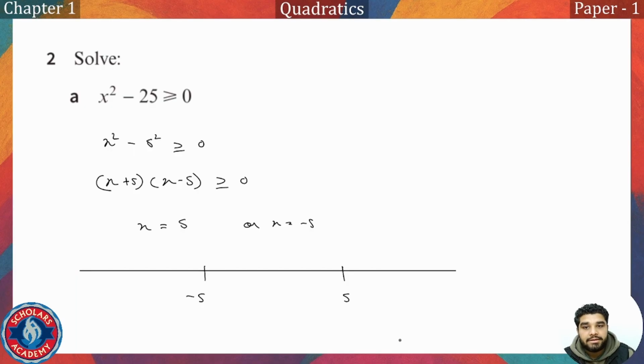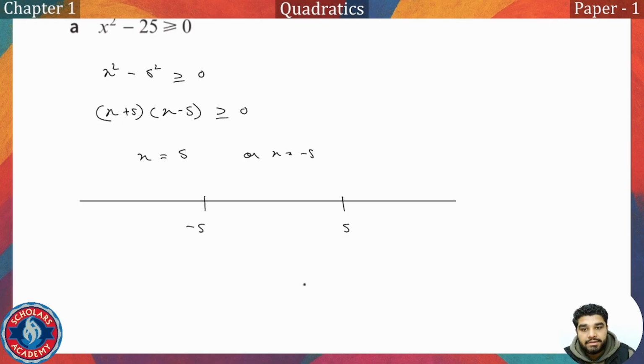We need to check for that interval for which the value of this quadratic expression is greater than or equal to 0. So let's take first of all this first interval, when x is less than negative 5. If we substitute, let's take x is equal to negative 6. We get 36 minus 25, and yes, it is greater than 0. If we substitute some value from this second interval, let's take x is equal to 0. So if I substitute it, I get negative 25. This is less than 0. So we'll not take this interval.